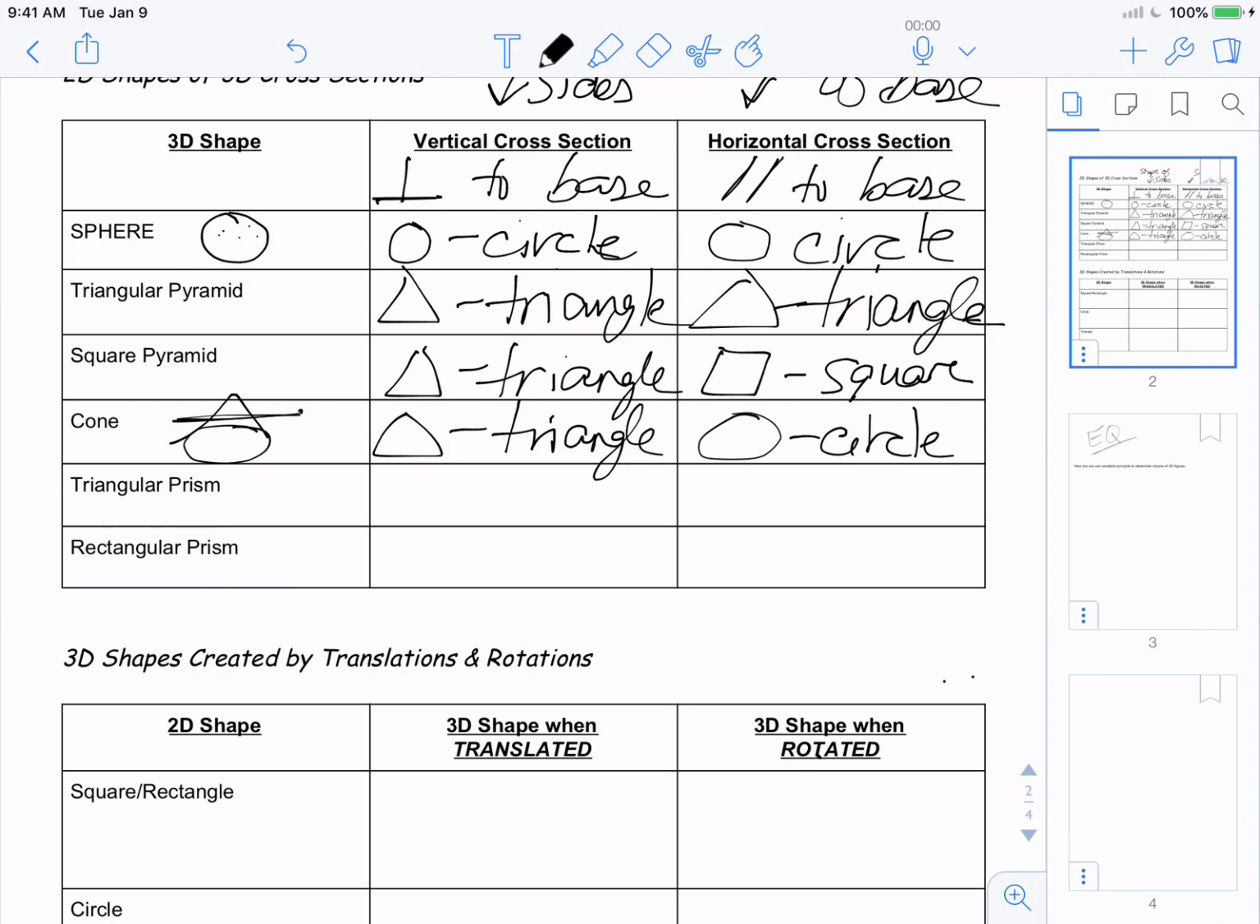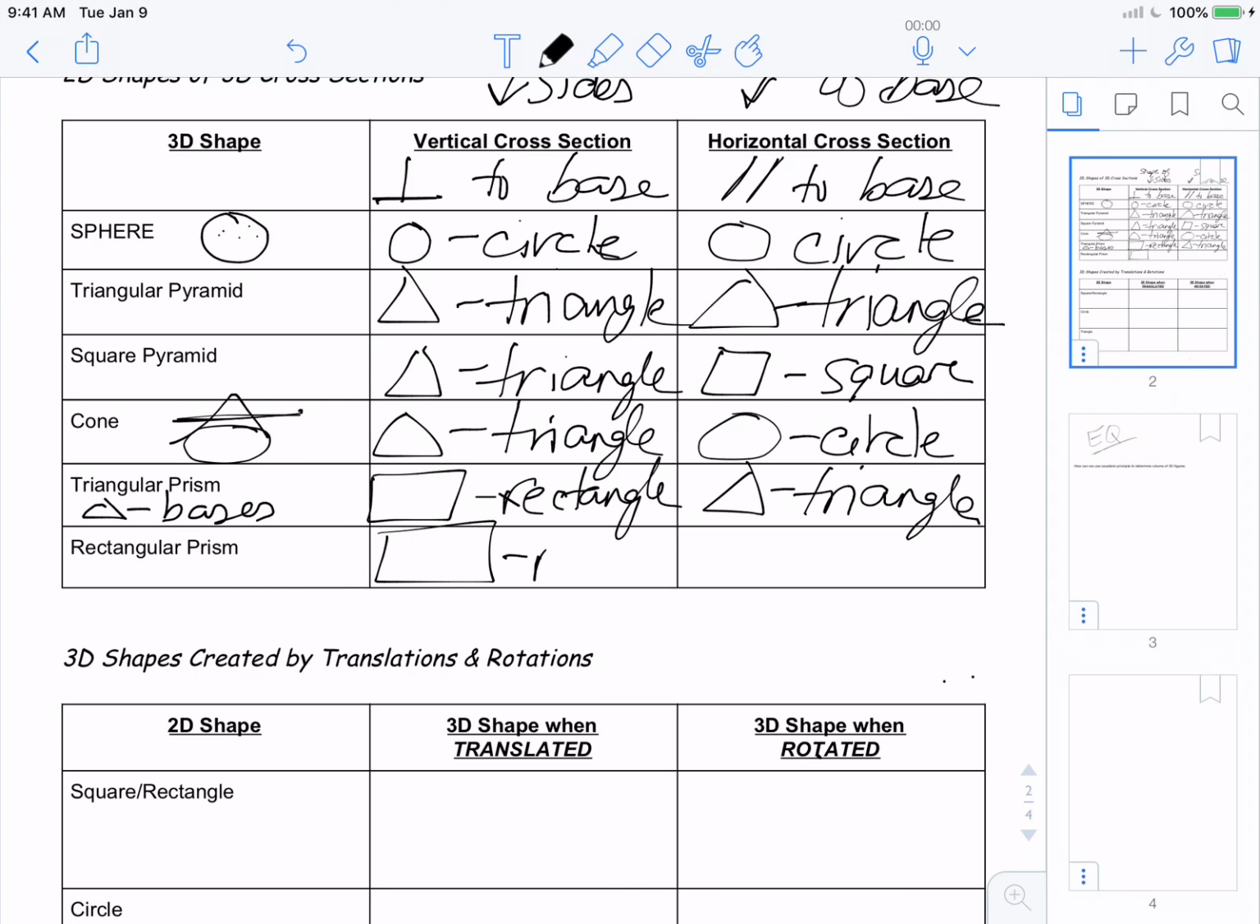Okay, next, a triangular prism. Remember, a triangular prism has triangles for bases. So if that's the case, then the triangle is going to be my horizontal cross section, and that leaves the rectangle as my vertical cross section. And then since everything is rectangles here, both of them are going to be rectangles.